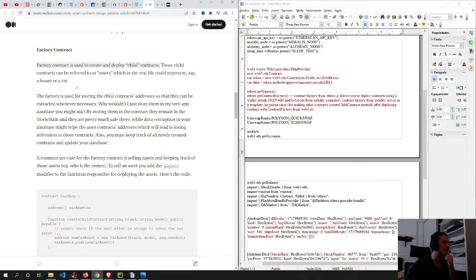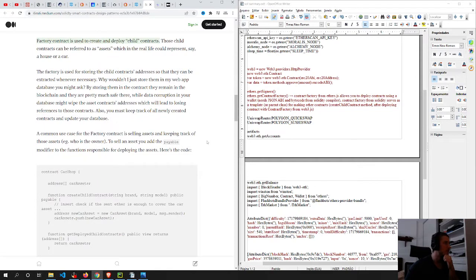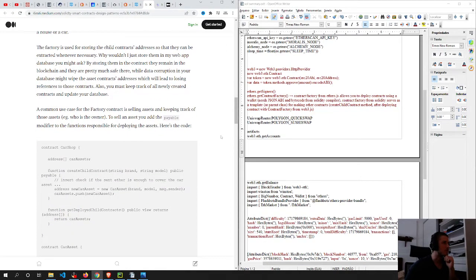Factory contract is used to create and deploy child contracts. Those child contracts can be referred to as assets, which in real life could represent, say, a house or a car. The factory is used for storing the child contracts' addresses so that they can be extracted whenever necessary. Why wouldn't I just store them in my web app database, you might ask? By storing them in the contract, they remain in the blockchain and they are pretty much safe there.